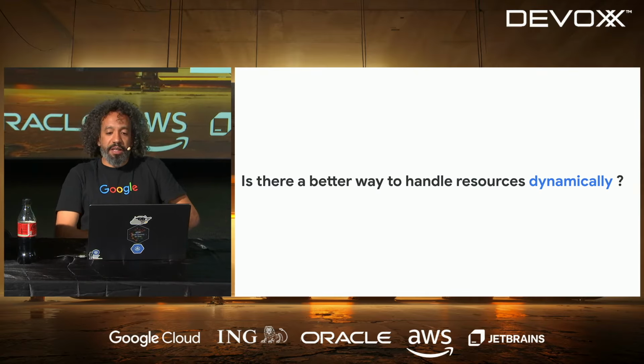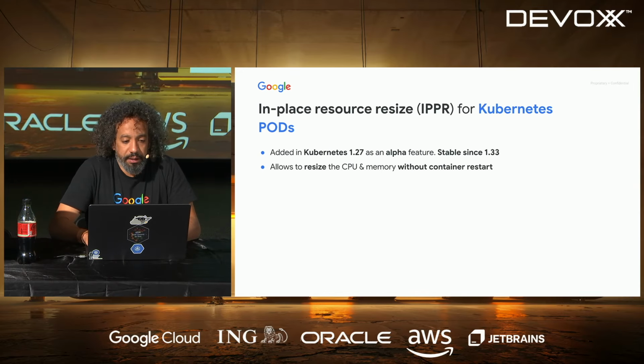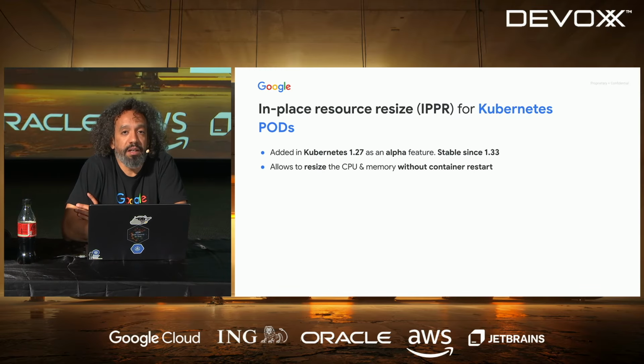Now, what if there is a way to handle the resources dynamically, right? Well, that's essentially what in-place resource resize, IPPR as I call it, was introduced to do. Before Kubernetes 1.27, resizing a pod meant you had to restart it. In Kubernetes 1.27, as an alpha feature, resizing CPU and memory without a container restart was introduced, and now it's actually stable since 1.33.